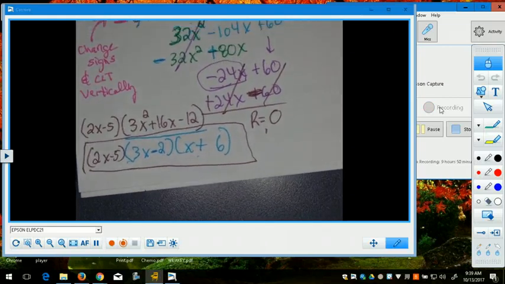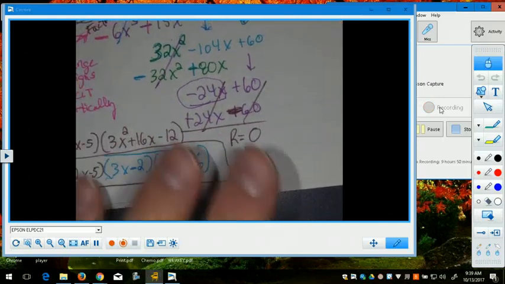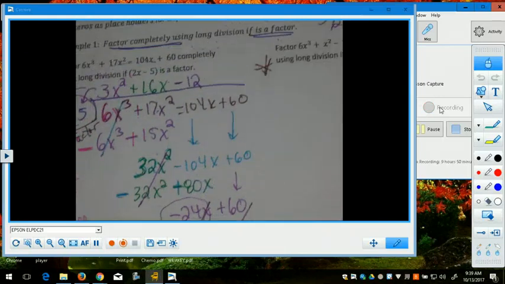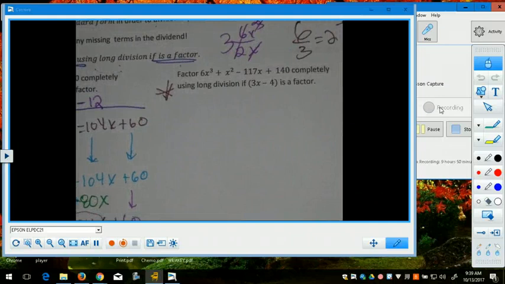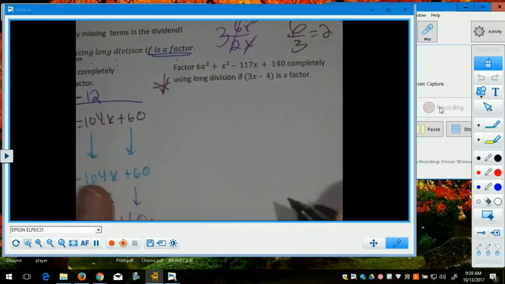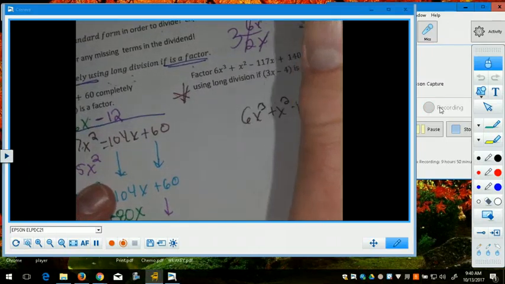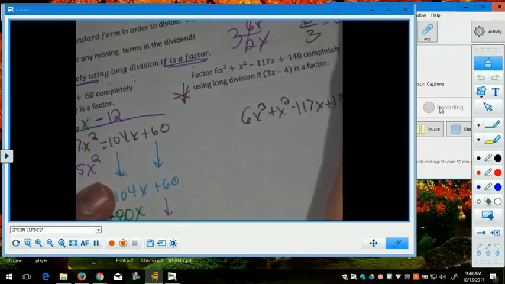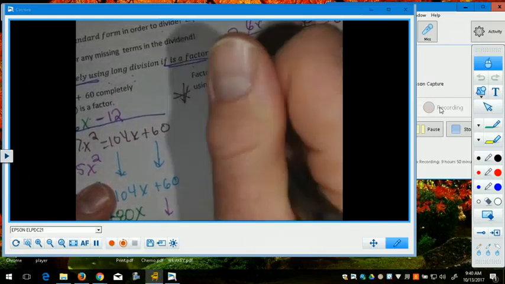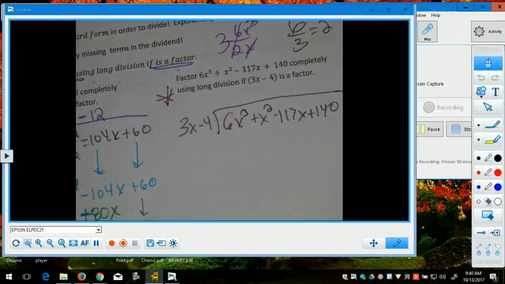All right, give this a try for the next problem. See if you can get the right answer. Your dividend is 6x cubed plus x squared minus 117x plus 140. And your divisor is 3x minus 4. We want to see if that's a factor.